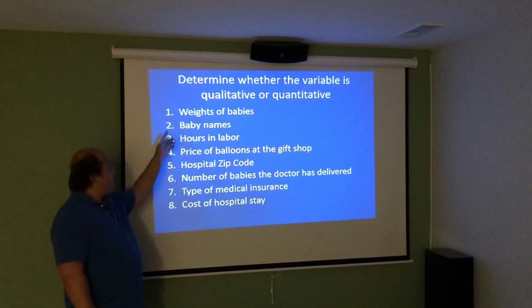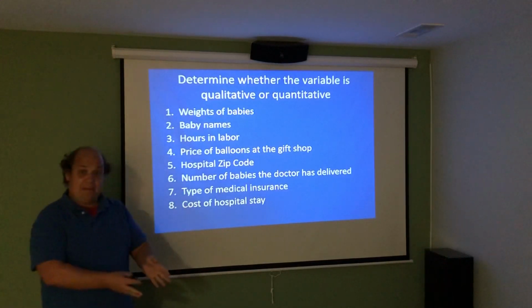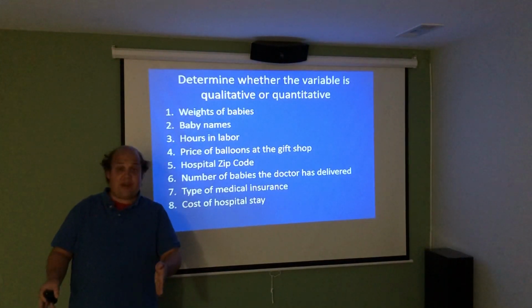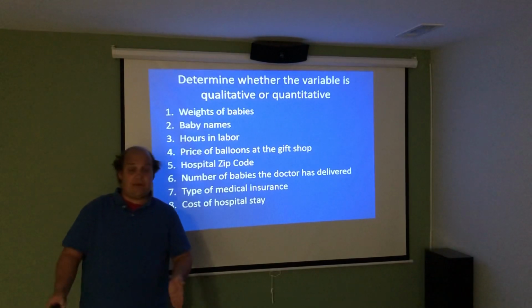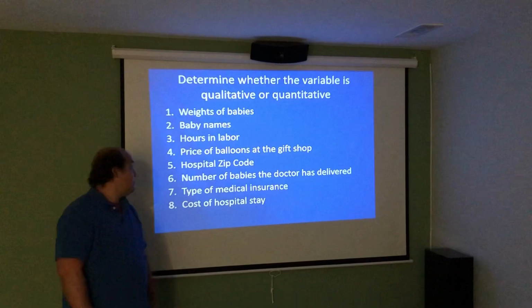So we're going to begin with the weights of babies. If this baby weighed 10 pounds 6 ounces, this baby weighed 10 pounds 4 ounces, I know where they go on a natural scale, I know what the difference is between them. For that reason, the weights of babies would be a quantitative variable.